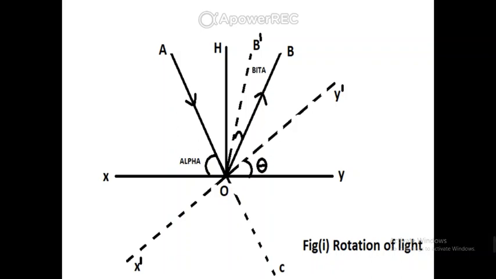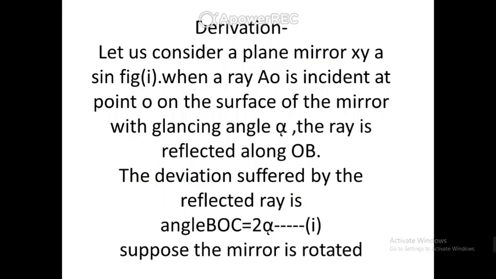Rotation of light: when a plane mirror is rotated through an angle theta, the reflected ray will be rotated through an angle twice theta, keeping the incident ray fixed. If we rotate the plane mirror by an angle theta, the reflected ray is rotated by twice theta, keeping the incident ray fixed. In this figure, the mirror is rotated by an angle theta, so beta should be equal to twice theta.